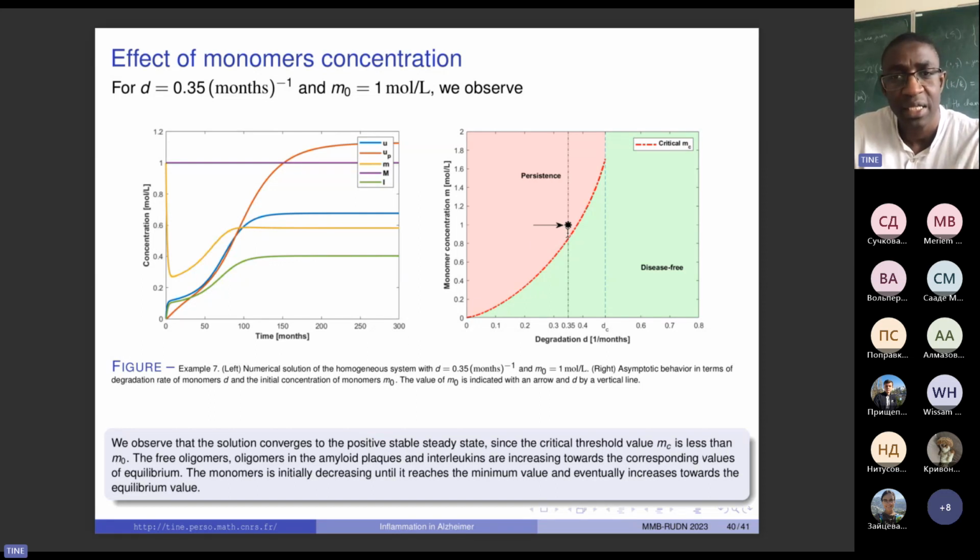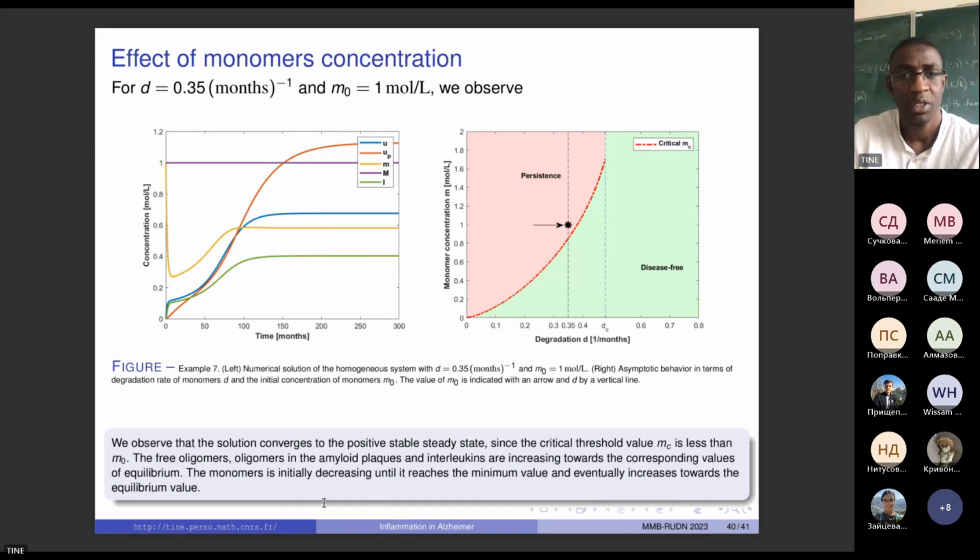If MC is less than M naught, and M naught is in all this zone, we have the persistency of the disease. Of course, when we look at this dynamic, we see that the free oligomers, the amyloid plaque, and interleukins are increasing toward the corresponding equilibrium values. So the monomer is initially decreasing until it reaches its minimum value, and eventually it increases again toward the equilibrium value.